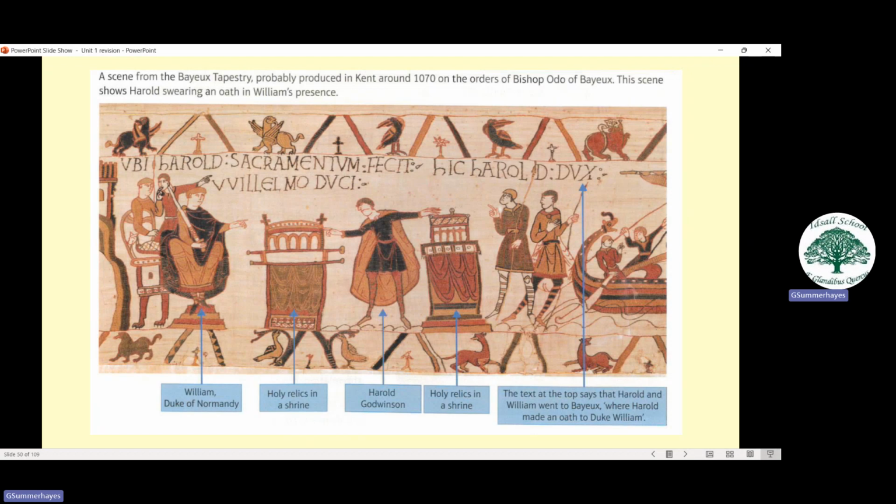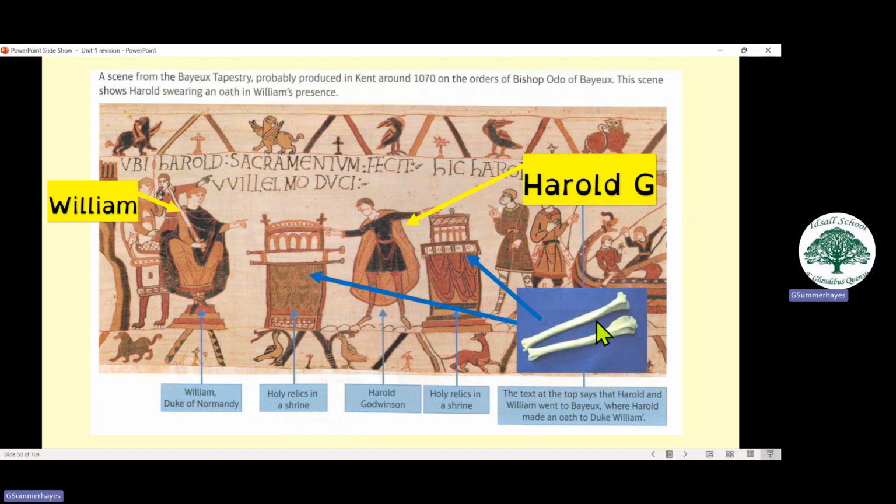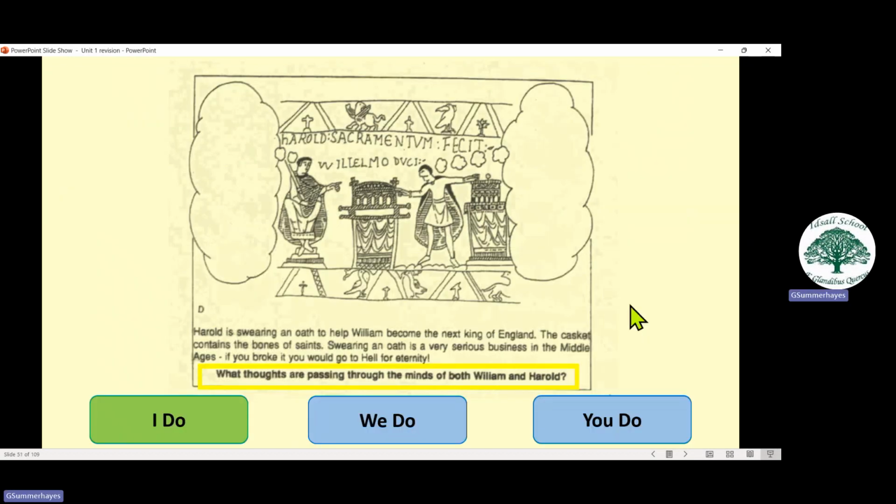So William's like 100% sure now, I'm definitely going to become king. I've got the king saying it. I've got the strongest man in England, right? So it's nailed on, right? Wrong. Anyway, there's some bones of saints that are in the box. And at this point, William's going, yes, in the bag. And Harold's going, but I wanted to become king. How am I going to get out of this fix? Maybe he even had his fingers crossed.